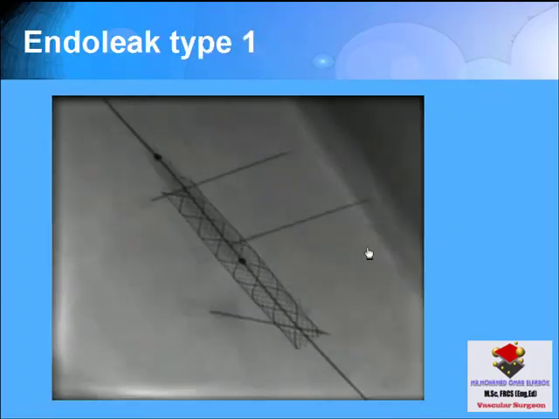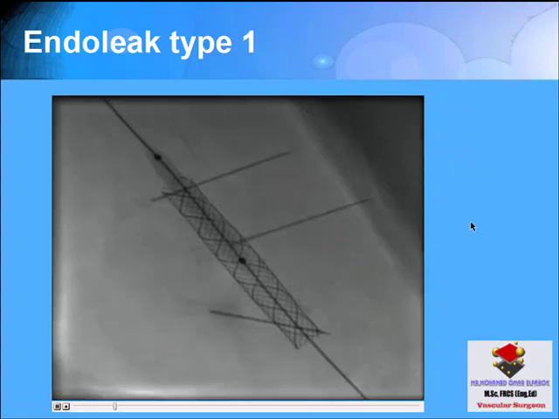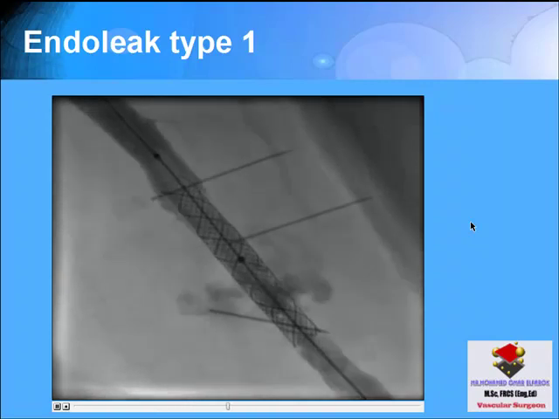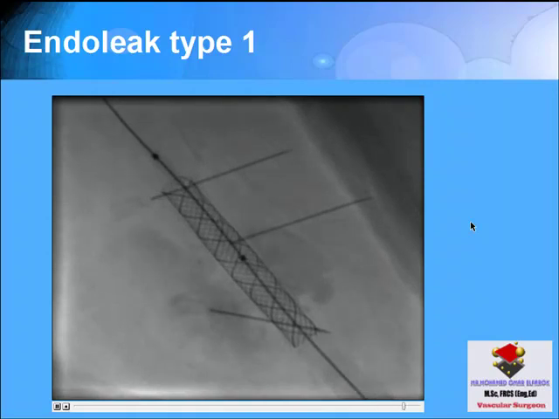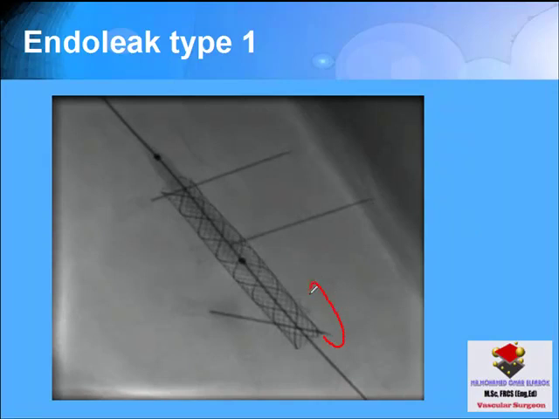After this we injected an angiogram after deployment of the stent, and you can see in the angiogram that we have endoleak type 1. This endoleak type 1 is either coming from the lower end of the graft going up, or from the upper end of the graft going down, and the endoleak is roughly around this position.